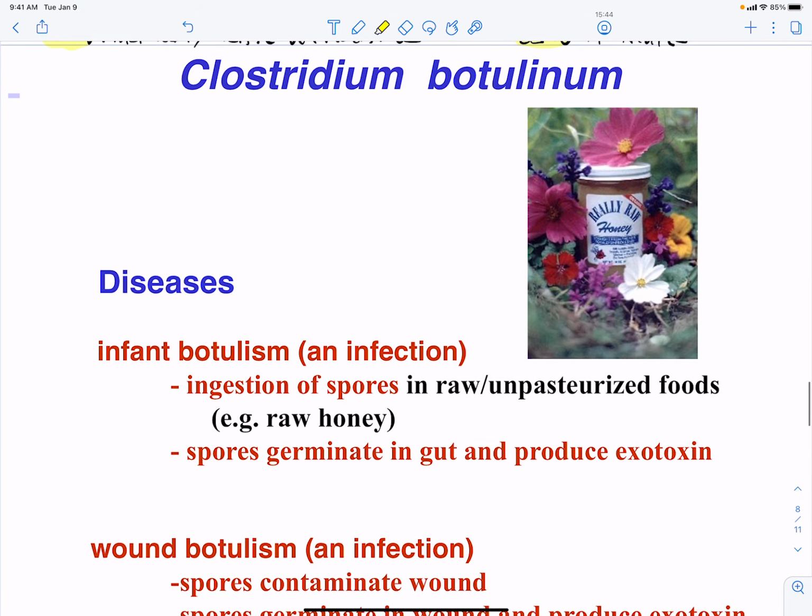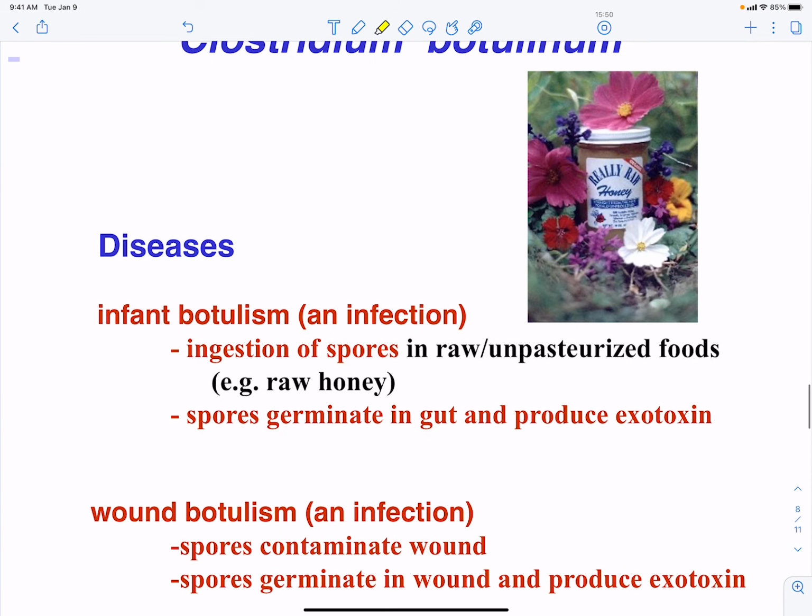Now, infant botulism is also important. Infant botulism is where you have ingestion of spores by an infant, and it's usually associated with unpasteurized foods such as honey. That's why people are told not to give their newborns honey. The spores will germinate in the gut and then produce the exotoxin. Of course, it'll be transient, but it can do a lot of damage to infants.